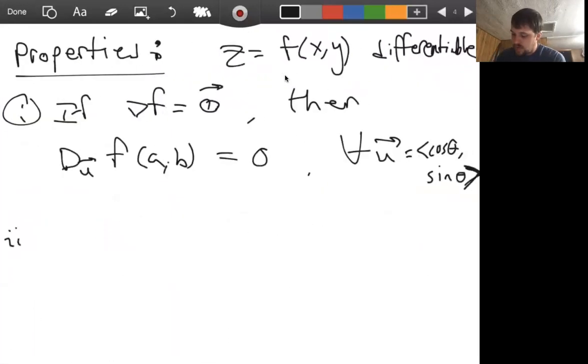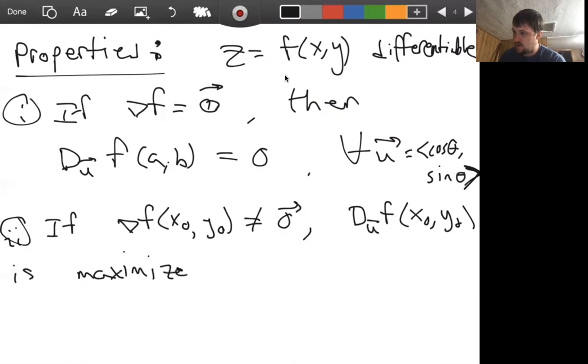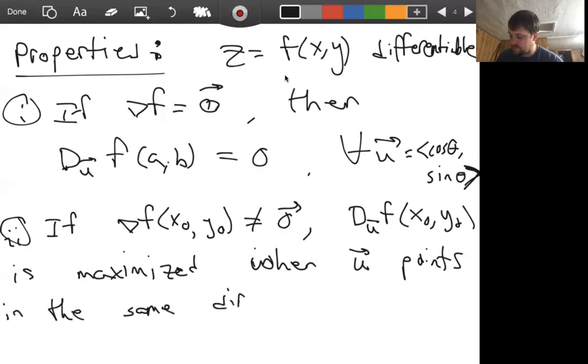The next property: if the gradient at a given point is non-zero, then the directional derivative of f at the point x naught, y naught is maximized when u points in the same direction as the gradient.